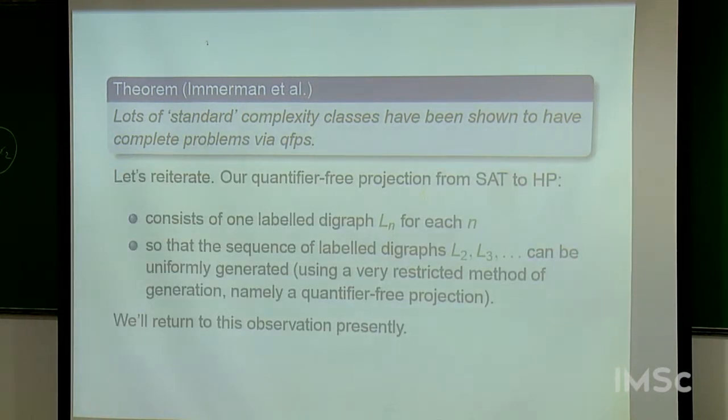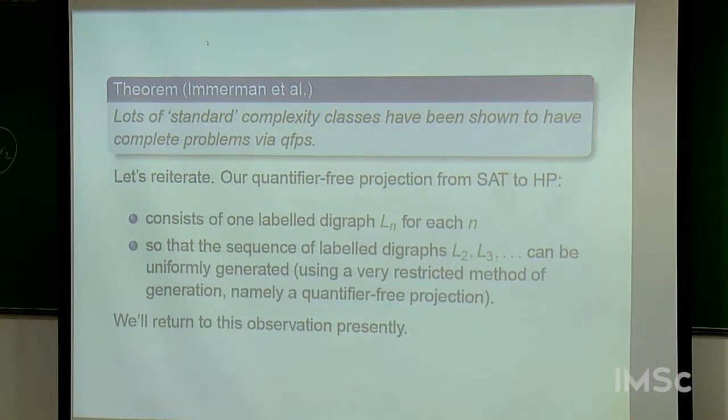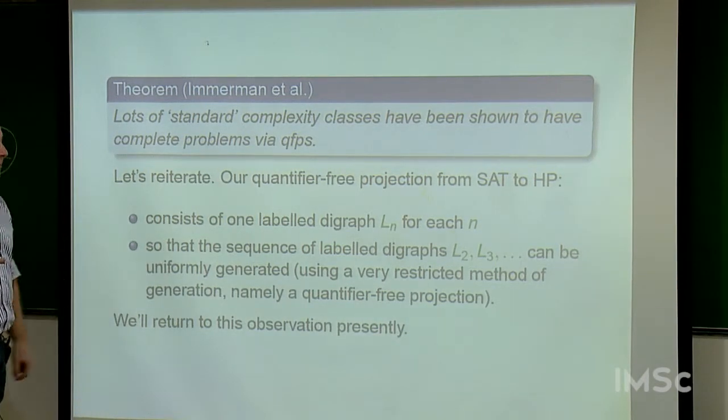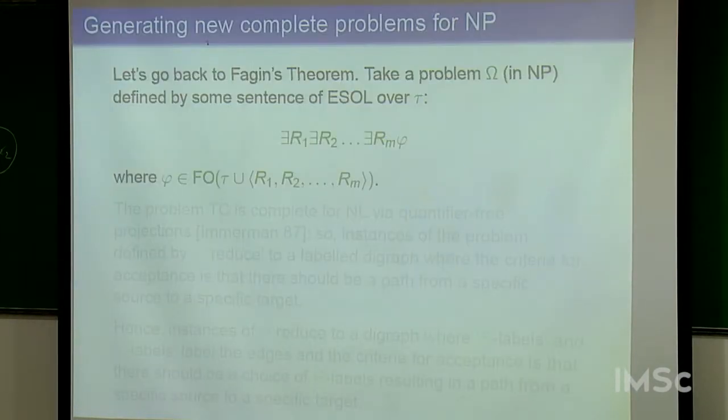Okay, so let's reiterate, what have we got? Well, with this quantifier-free projection from SAT to HP, say, for every n, there's a labeled digraph that tells you everything you need to know about the reduction for structures of size n. And this sequence of labeled digraphs can be uniformly generated. In fact, the description of these digraphs comes from the defining quantifier-free projection. We'll return to this in a moment. So that's the basic framework.